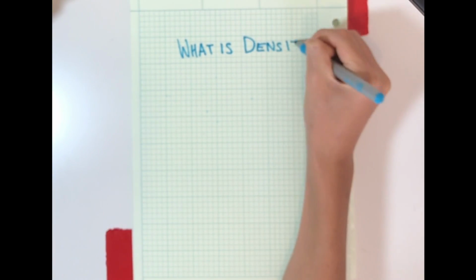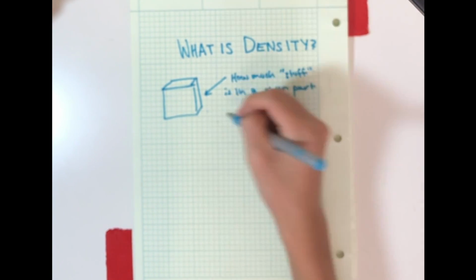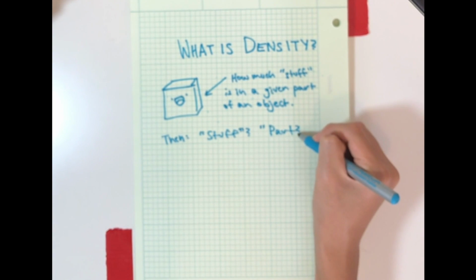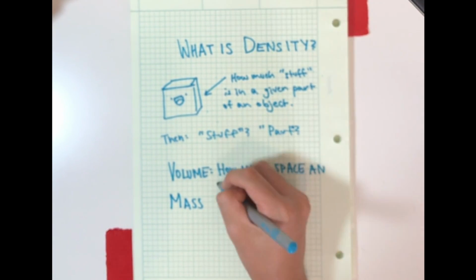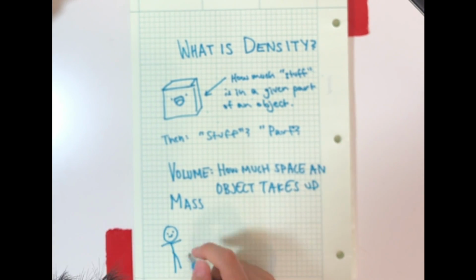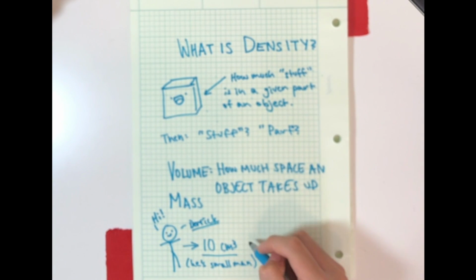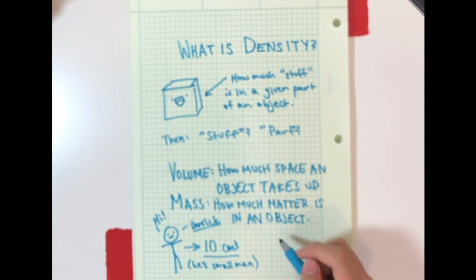What is density? Density, simply put, is the amount of stuff in a given part of an object. And in this case, stuff is mass, while part is volume. Volume is how much space an object takes up, and for example, Derek here is 10 cubic centimeters. He's a small guy. And mass is how much matter is in an object.